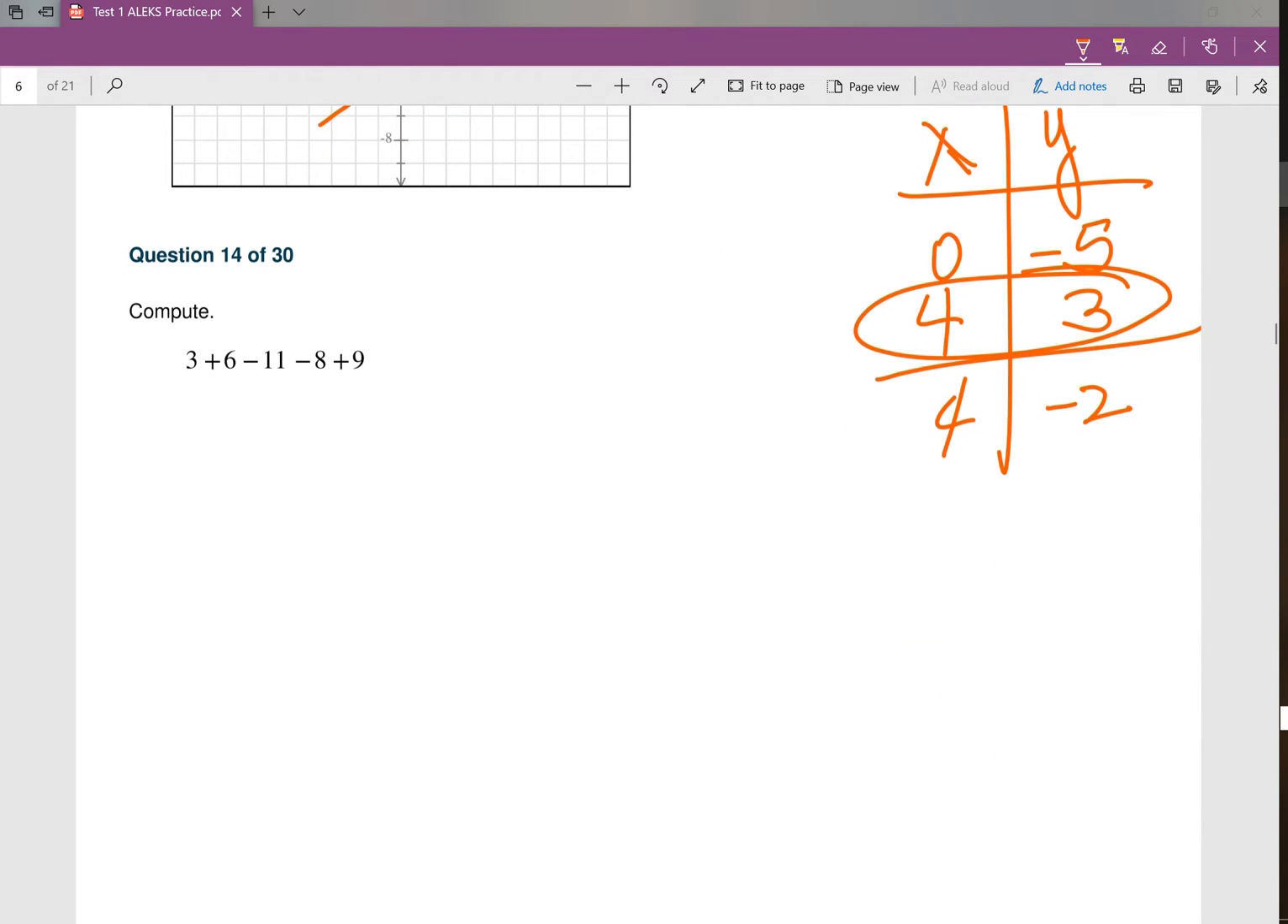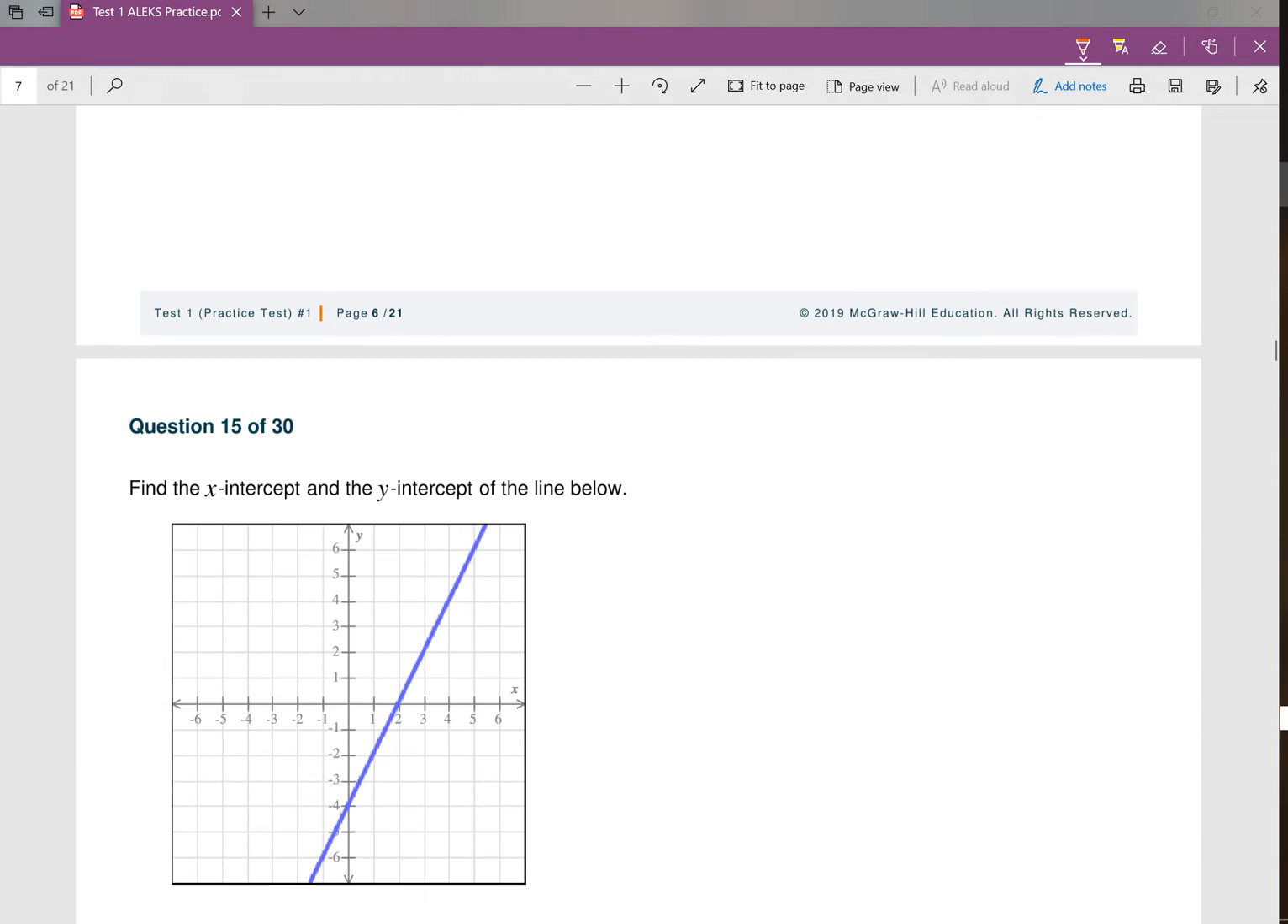Alright, wonderful. Compute, basically add. You could use a calculator. 3 plus, there's no multiplication, by the way. There's no division. There's nothing with parentheses, nothing with exponents. So left to right, 3 plus 6 is 9. 9 minus 11 is minus 2. Minus 2 minus 8 is minus 10. And minus 10 plus 1 is negative 1. Done. Alright, next question.